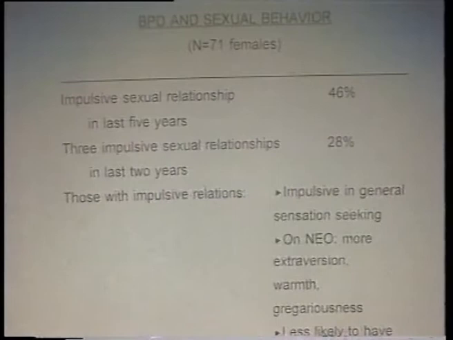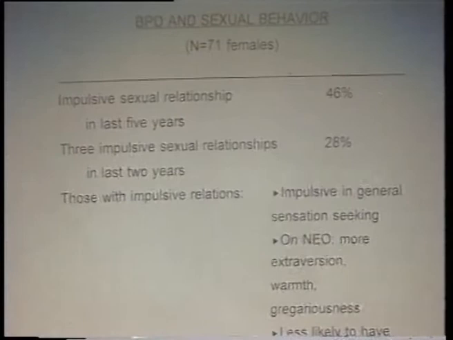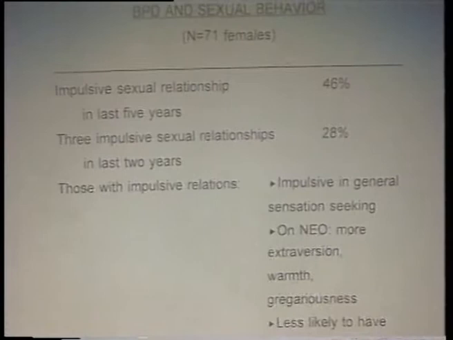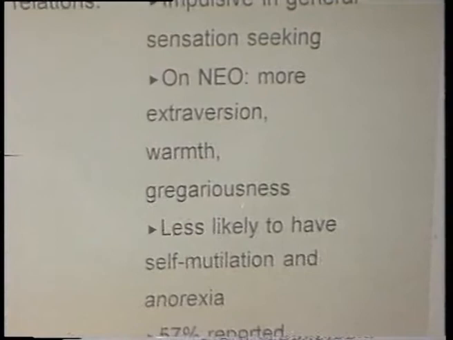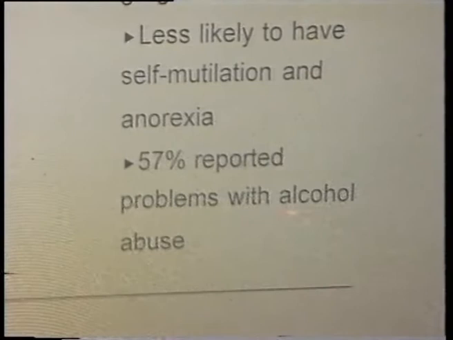Furthermore, we found that impulsive sexual behavior was related to other things. It's related to impulsivity in general. It's related to sensation seeking. On the NEO, they're more extroverted. And they're less likely to have self-mutilating behavior and anorexia. And the sexually active ones are more likely to have problems with alcohol.